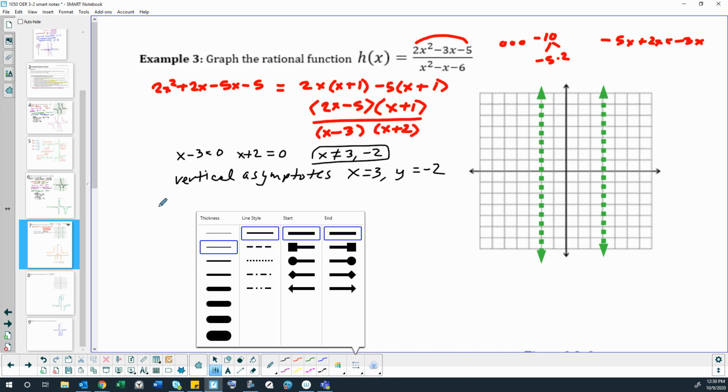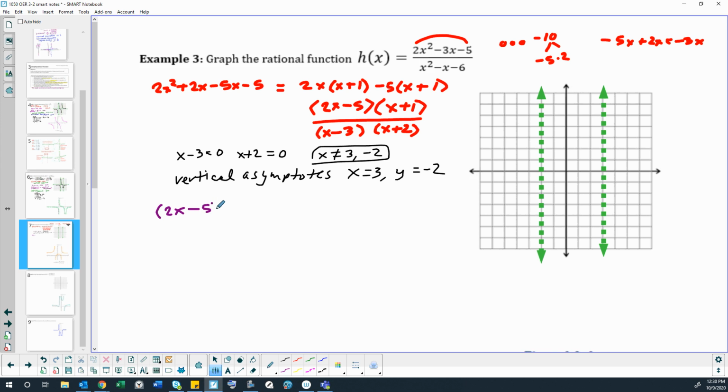Alright, so to find x-intercepts, we take our numerator and we set it equal to 0. I think it's easier if we just do our factors that we already found and set those equal to 0, right? Alright, oops, that's not what I meant to do. Go back, there we go. So this one equal to 0 is going to be 2x equals 5, so x equals 5 halves, or 2.5. And then the other one is x plus 1 equals 0, so x equals negative 1. So let's put an x-intercept at negative 1 and at positive 2.5.